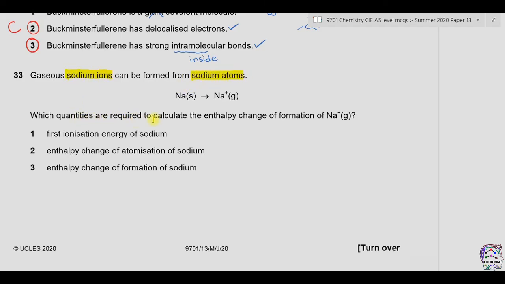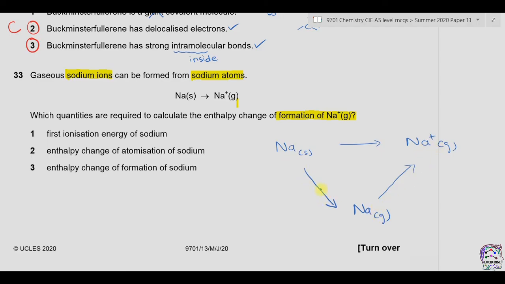Which quantities are required to calculate the enthalpy change of formation of sodium ion? Now we know that we can find the enthalpy of formation by using Hess's law. We have sodium solid, it converts into sodium ion. Now sodium solid can be first converted into gaseous sodium atom, and then we have first ionization energy, and we can convert sodium atom to sodium ion.